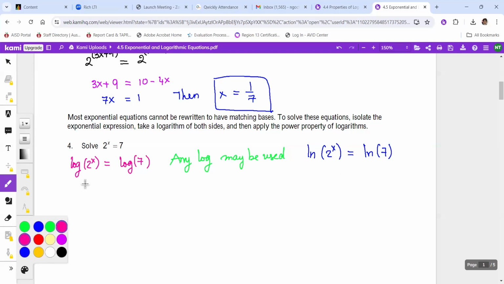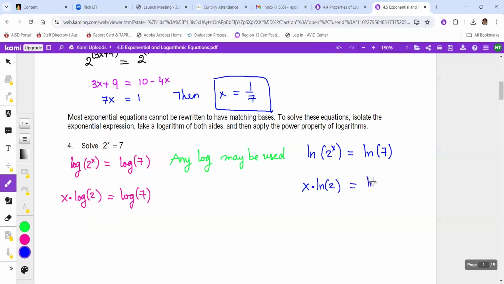Okay, let's go back here. After we take the log of both sides, we are going to use the power property. So I'm going to move the exponent to the front. So we have x times log base 10 of 2 equals log base 10 of 7. Now if we do the natural log, it will be x times natural log of 2 equals natural log of 7.